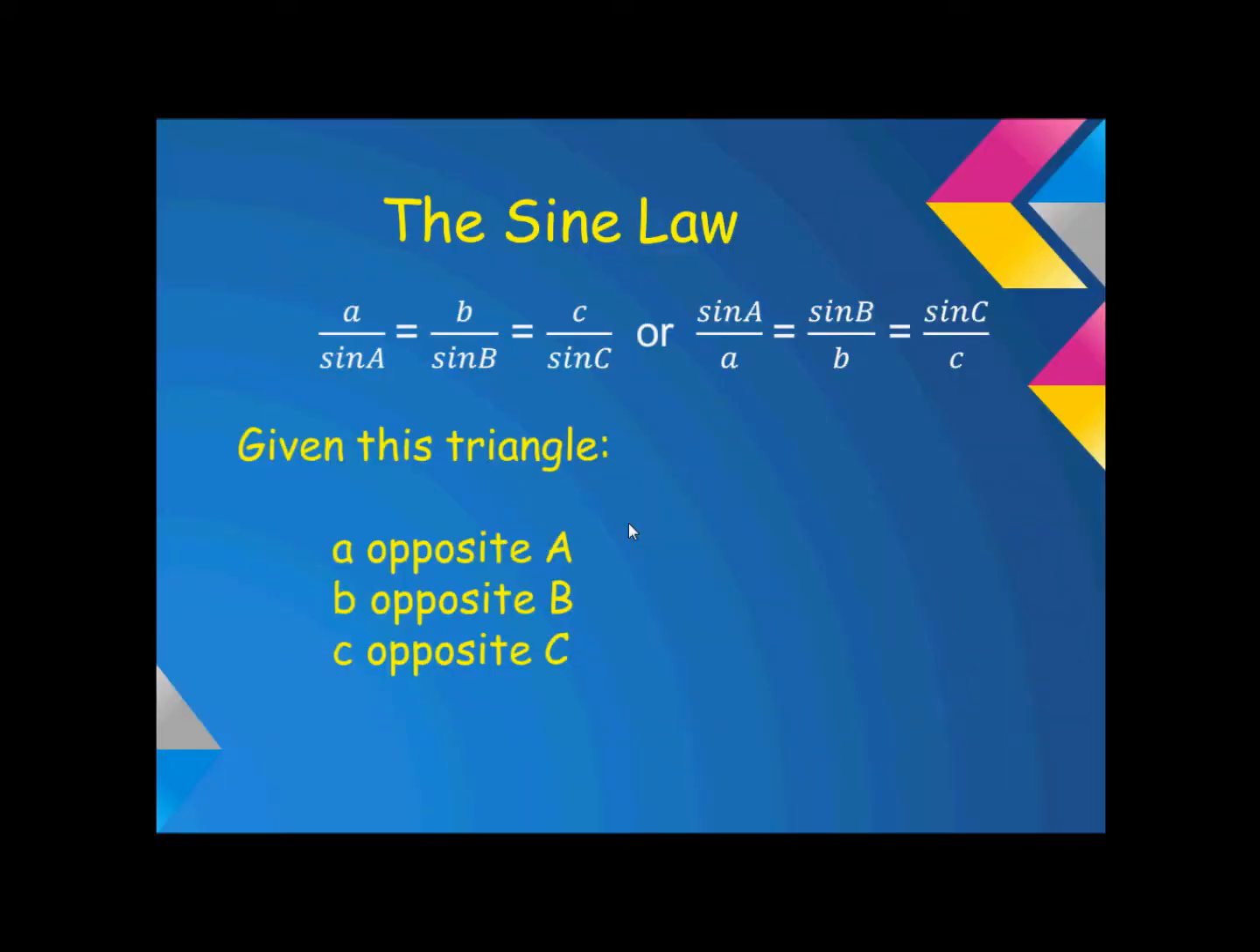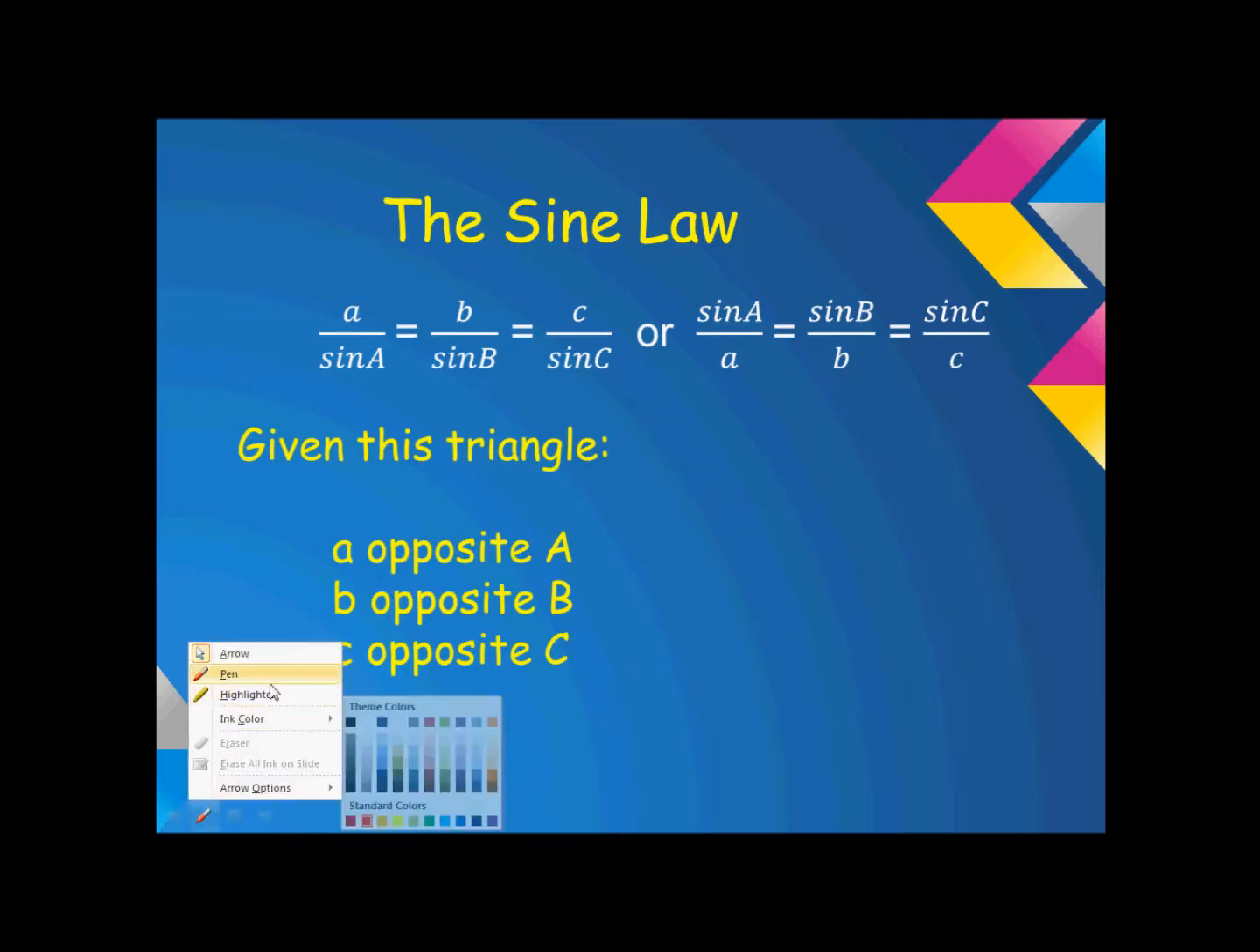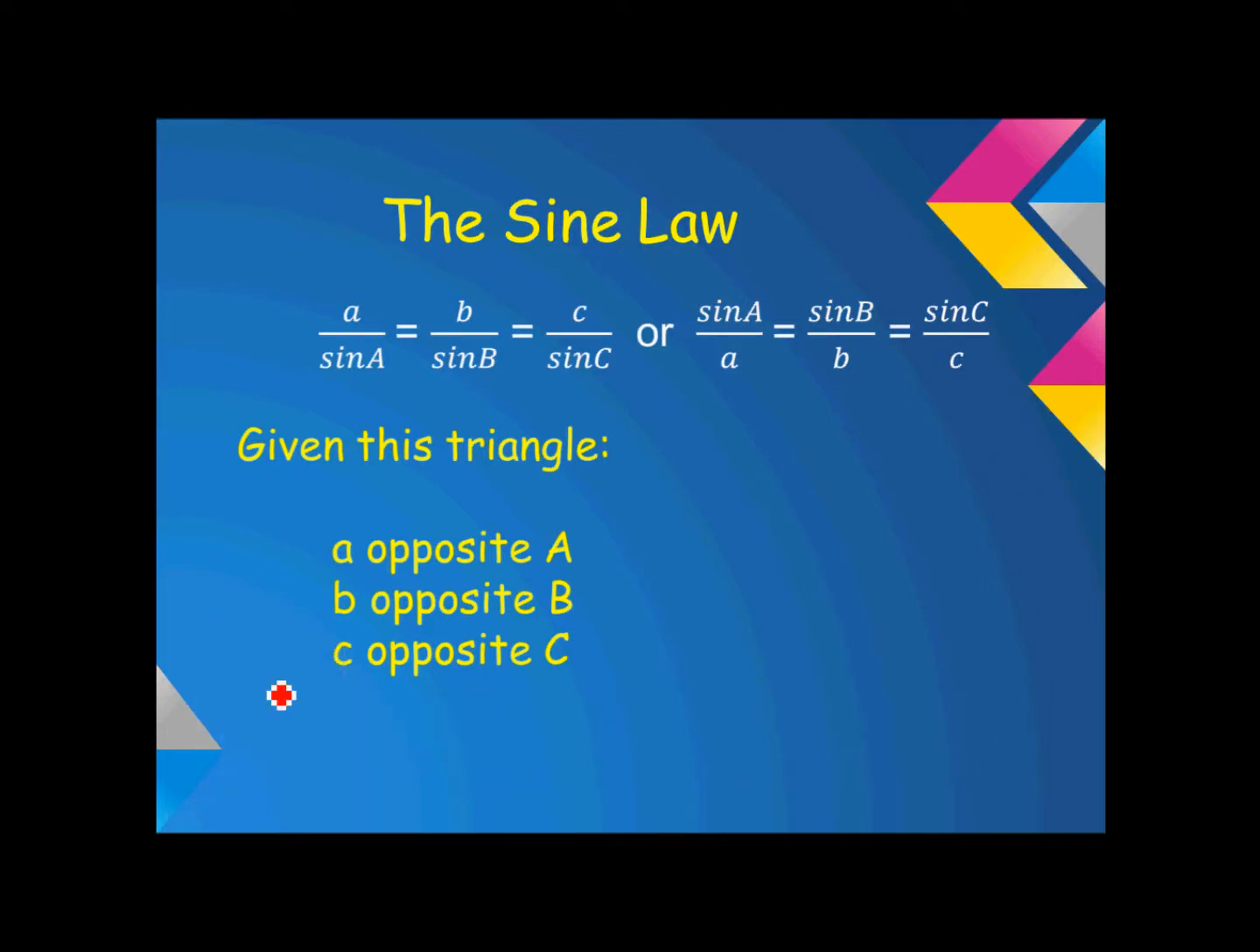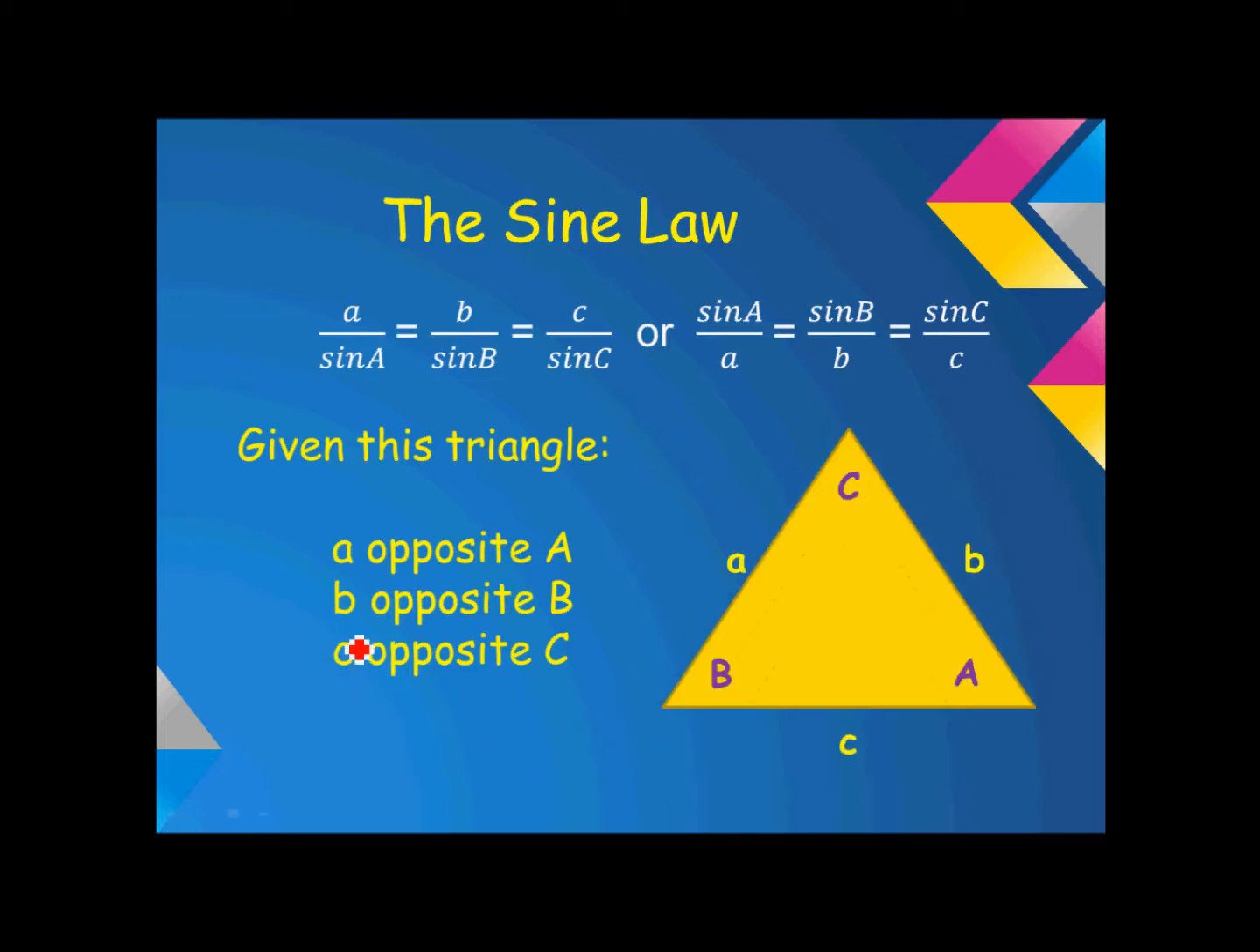The sine law. The sine law is A over sine A is equal to B over sine B is equal to C over sine C, or sine A over A is equal to sine B over B is equal to sine C over C. Given this triangle, A is opposite to A, B is opposite to B, and C is opposite to C.